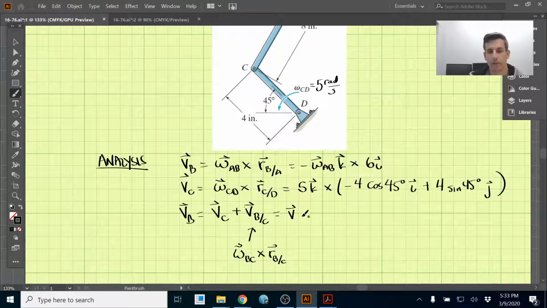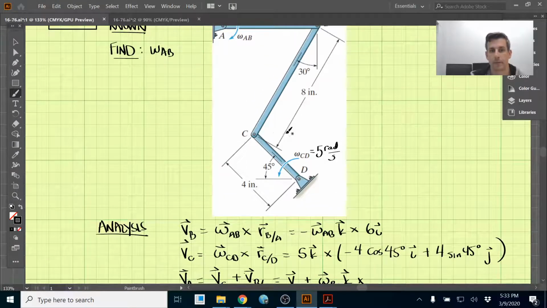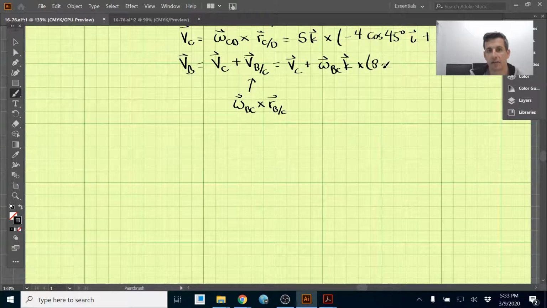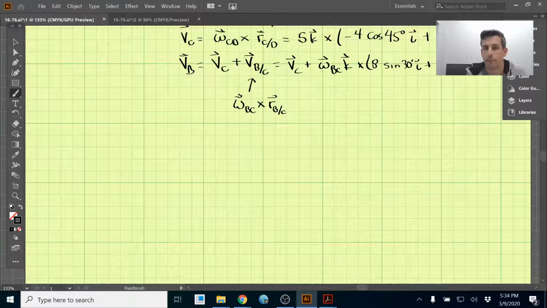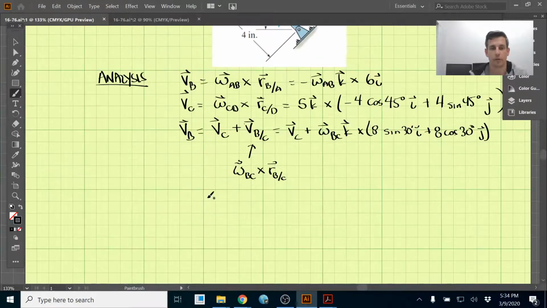So let's write this out. The velocity of C plus omega BC, and that will be in the k direction, cross this vector here from C to B, which is 8 sine 30 degrees, I'm sorry, 8 sine 30 degrees in the i direction, plus 8 cosine 30 degrees in the j direction. Okay.